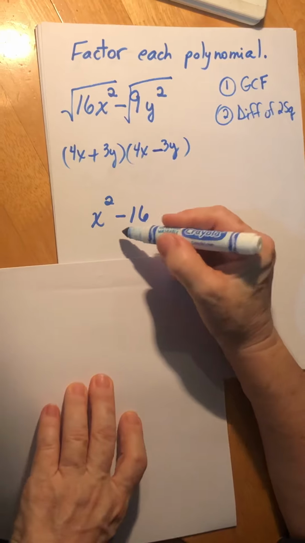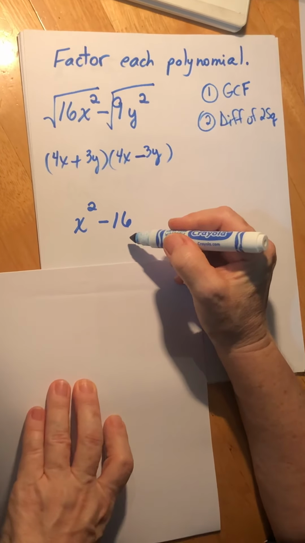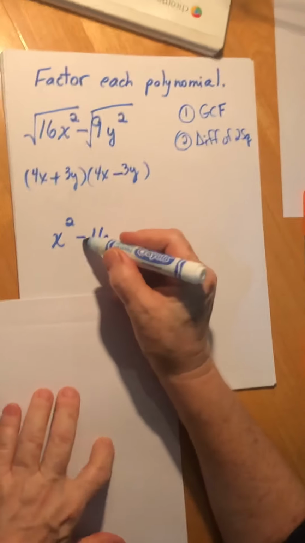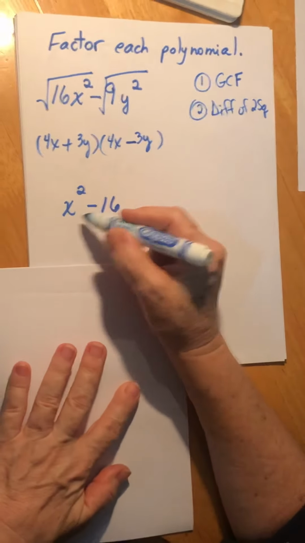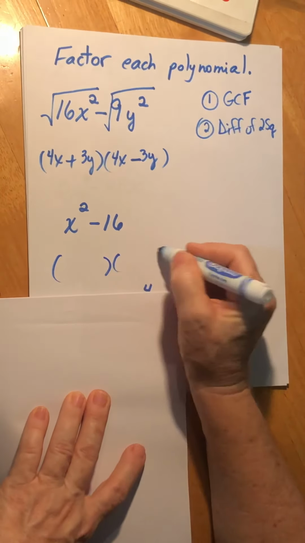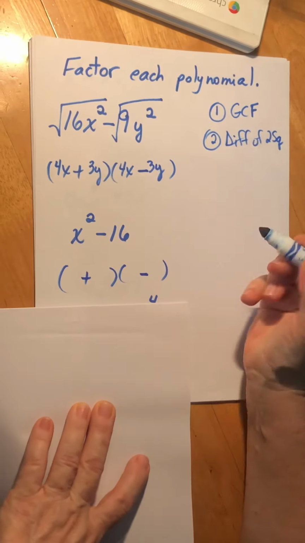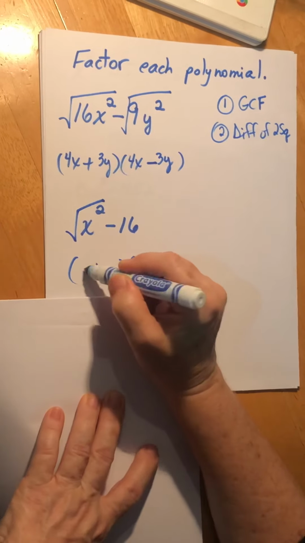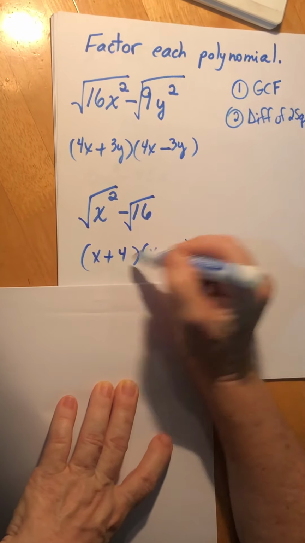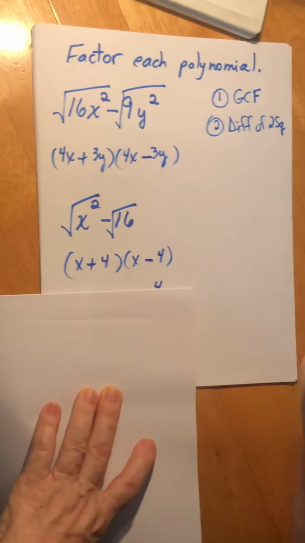Do we have here a greatest common factor? No. Is it a difference of two squares? Well, yes, it is a difference. Are these perfect squares? I believe so. So I know that my answer is going to be 2 parentheses, 1 positive and 1 negative. What's the square root of x squared? X. What's the square root of 16? 4. And this is the factored form.